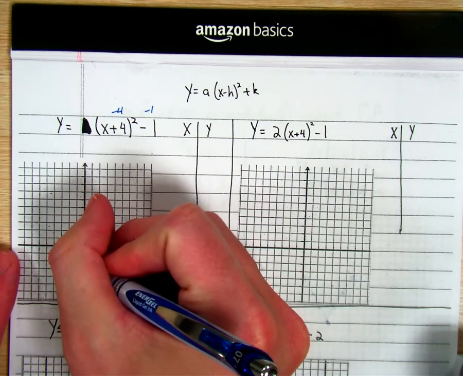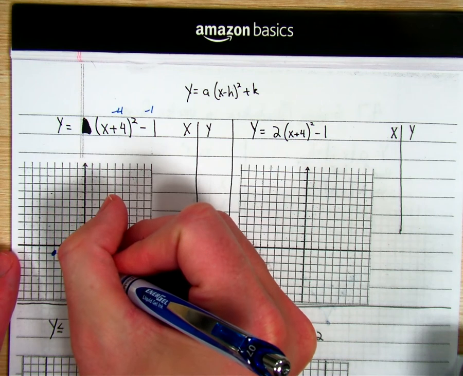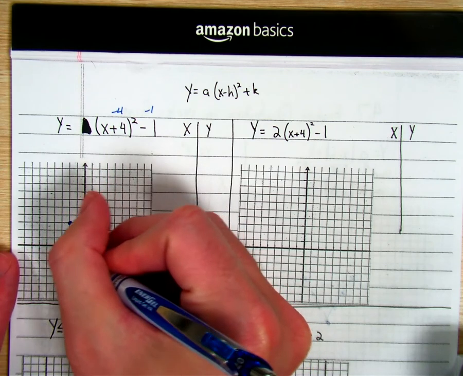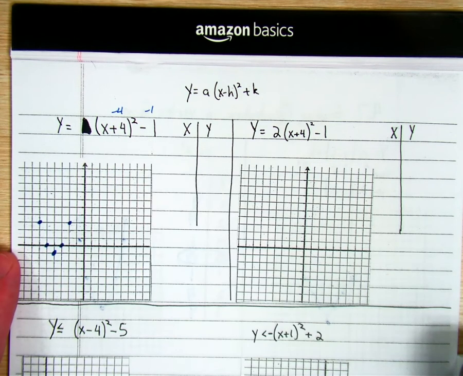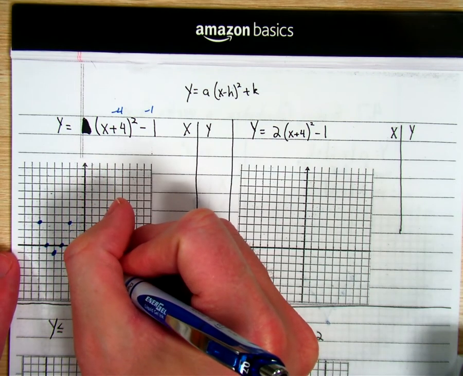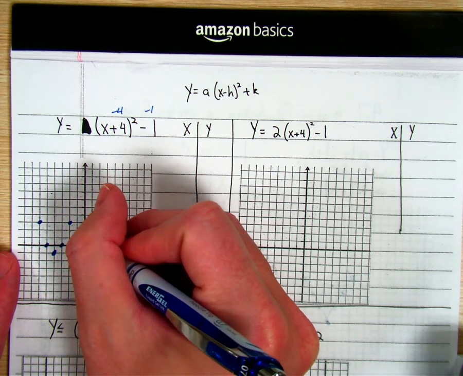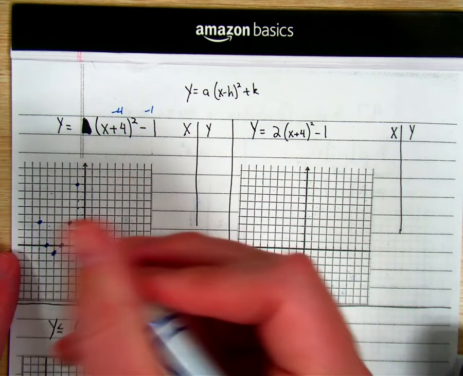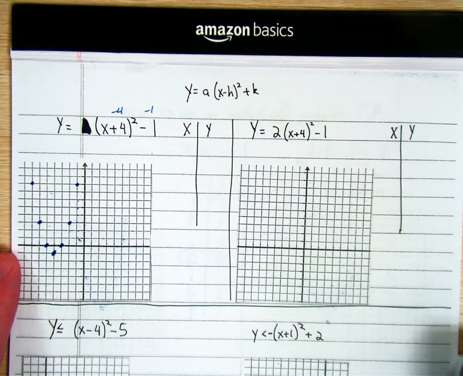So over 1, 1 squared is 1, go up 1. Over 2, 2 squared is 4, go up 1, 2, 3, 4. And then we can reflect over. Hey, we got room, let's do 3. 1, 2, 3. We're doing x squared graphs. 3 squared is 9. 1, 2, 3, 4, 5, 6, 7, 8, 9. And then reflect that one over. Look at that.